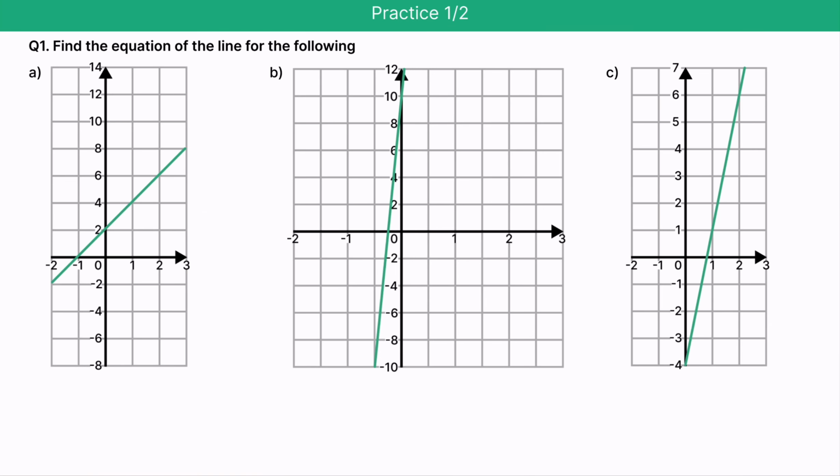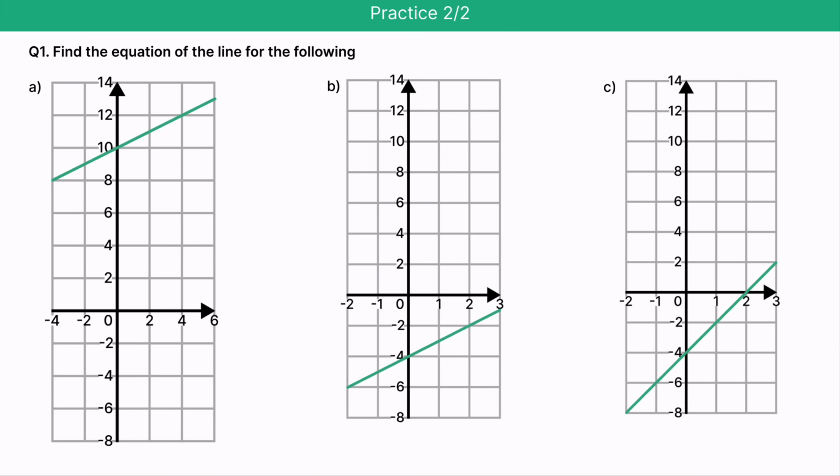So here's some practice questions. There's 2 parts to this, so press pause now and have a go. I'm about to put the answers up now. Here are the answers. Mark your work. And we've got some more practice questions on this one. So again, press pause now and have a go. I'm about to put the answers up now. So here are the answers.